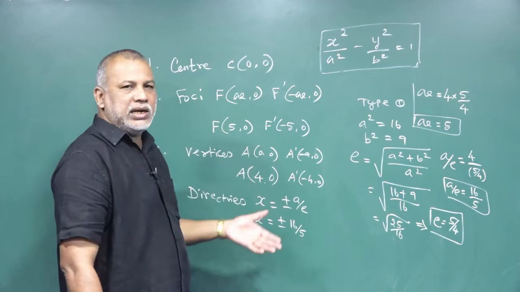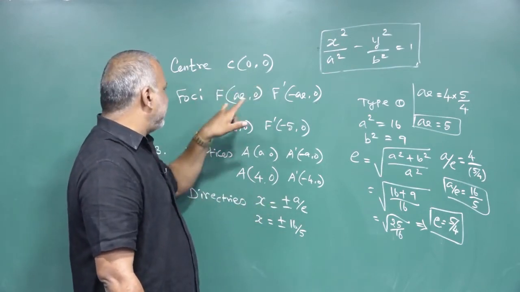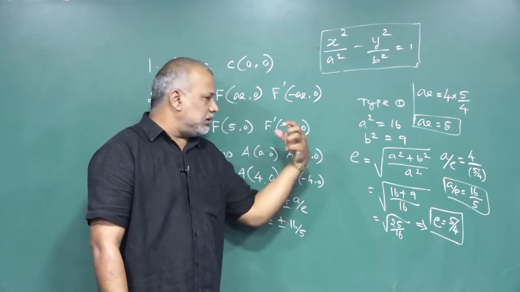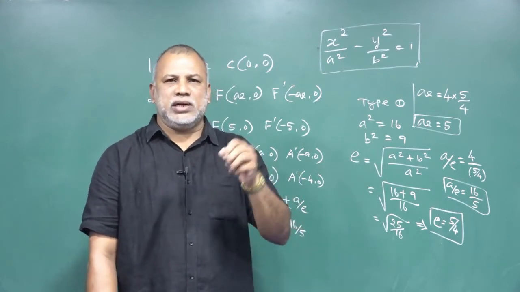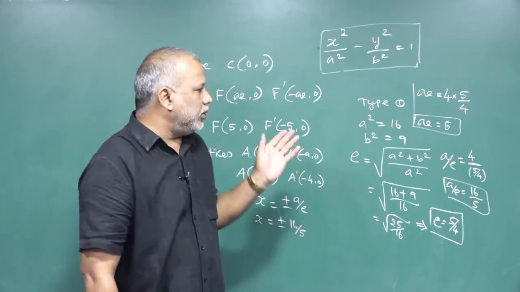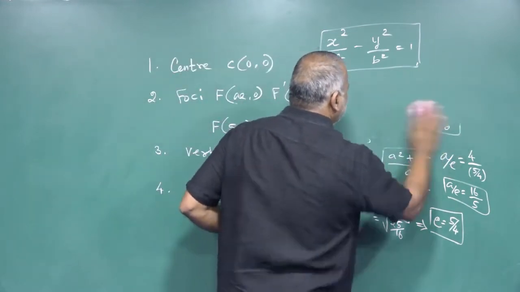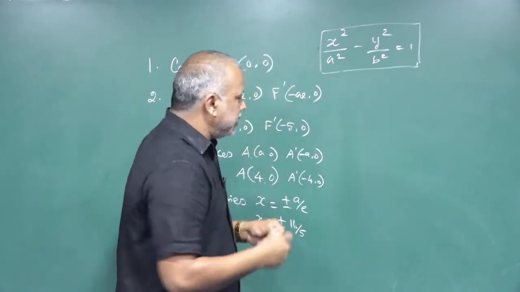So these are the fundamental results. Directly we can recall the center, foci, vertices, and the equation of the directrices. All these results are the same as for the ellipse also. We already discussed the theoretical concept. Now, the question may be asked like this.